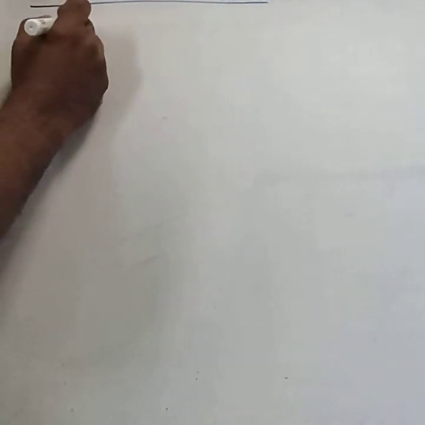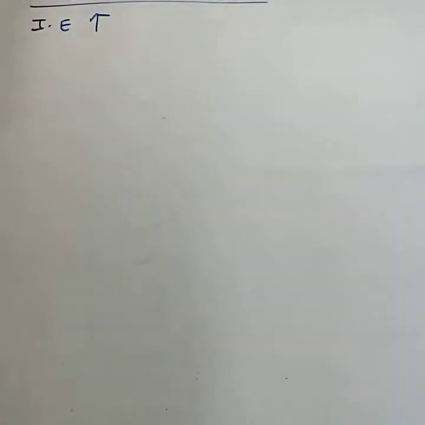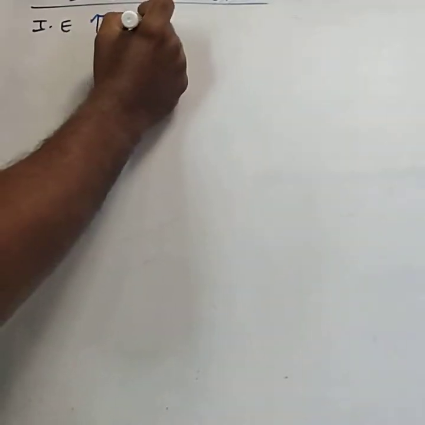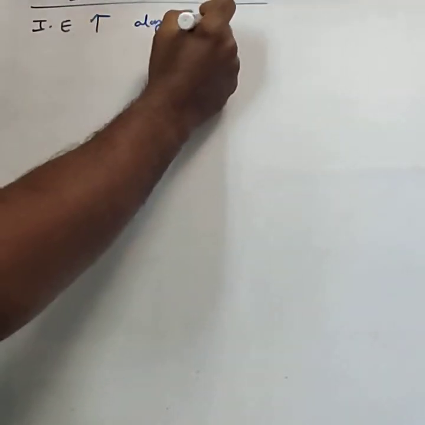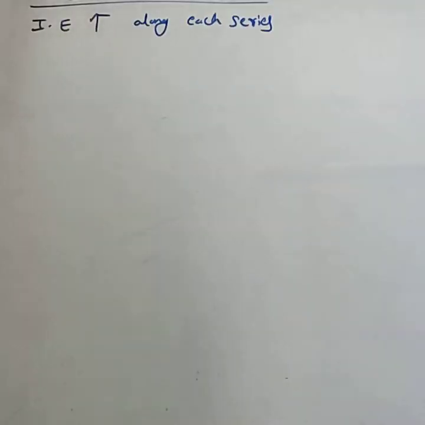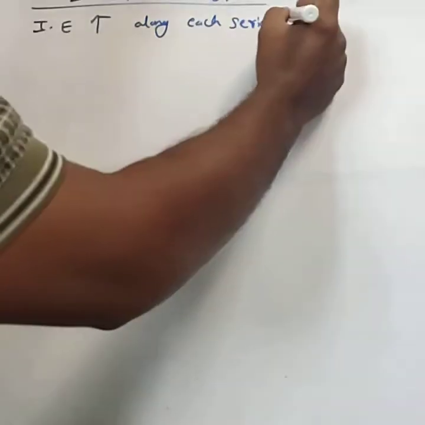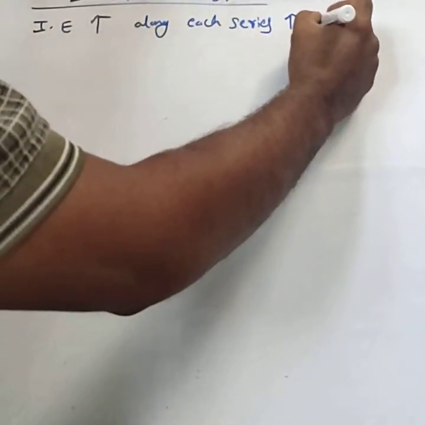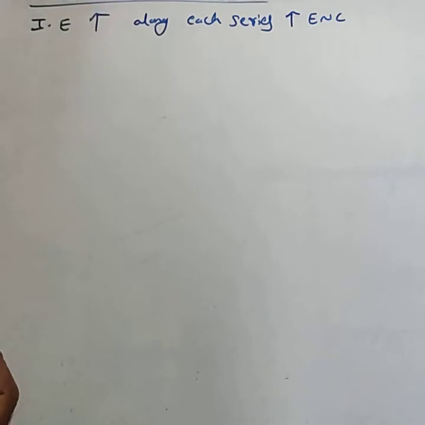This ionization enthalpy increases along each series. Ionization enthalpy increases along each series, that may be either the 3d, 4d or 5d series of transition elements, from left to right, with increase in the effective nuclear charge.